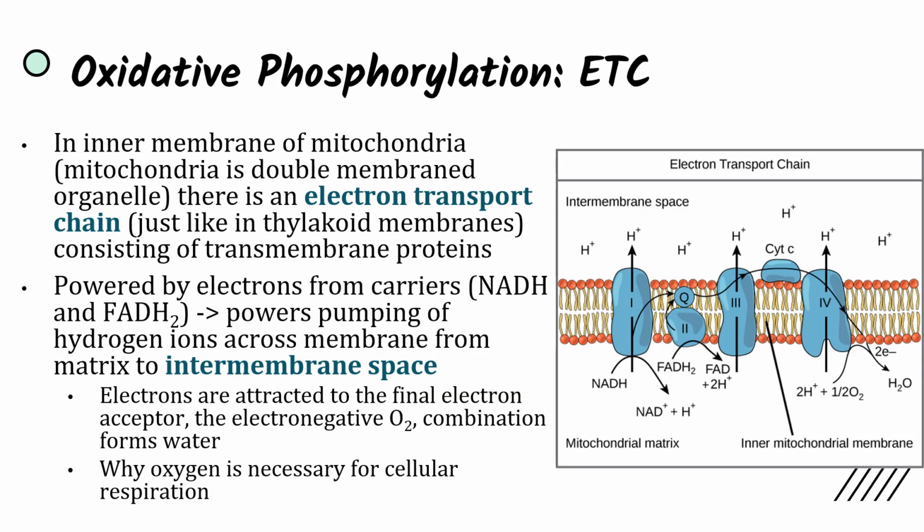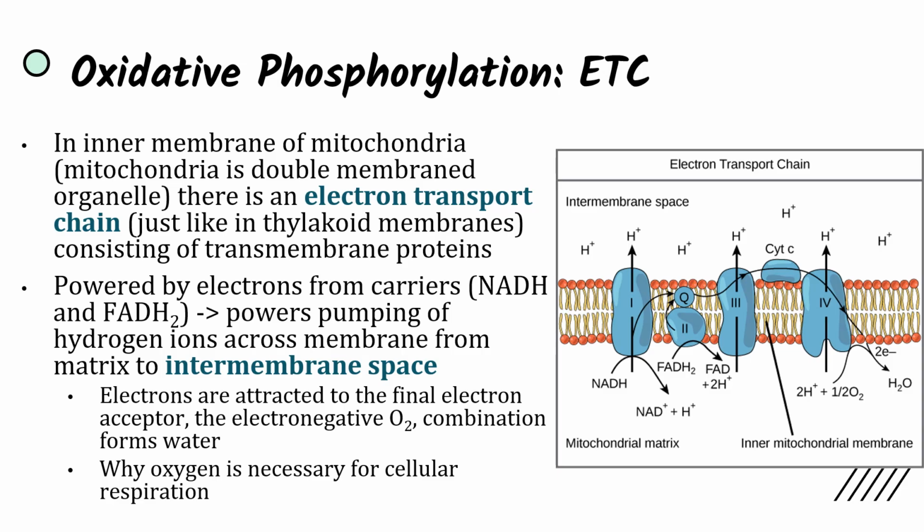This last step is known as oxidative phosphorylation, and it's broken down into 2 parts. Oxidative meaning uses oxygen, and phosphorylation meaning it's going to phosphorylate ADP. So we're now in the inner membrane of the mitochondria, and remember the mitochondria is a double-membrane organelle through the theory of endosymbiosis, where it was taken up by a eukaryotic cell, which means that we have 2 membranes, and on the inner membrane of the mitochondria there's an electron transport chain, just like in the thylakoid membranes of the chloroplast in photosynthesis. And again, this is going to consist of transmembrane proteins.